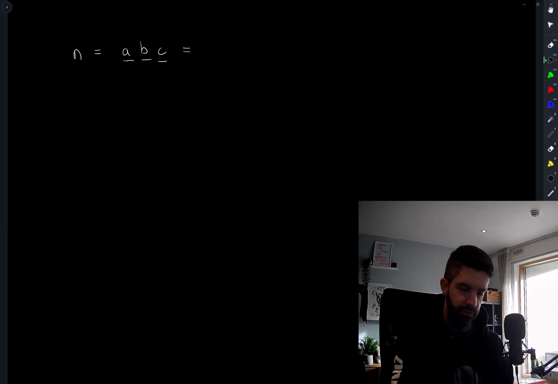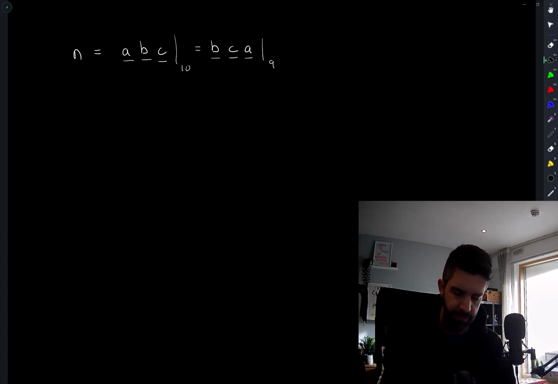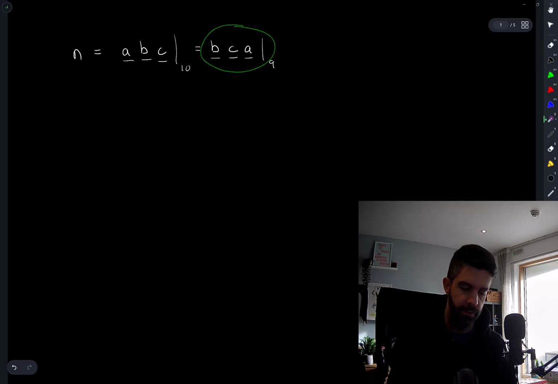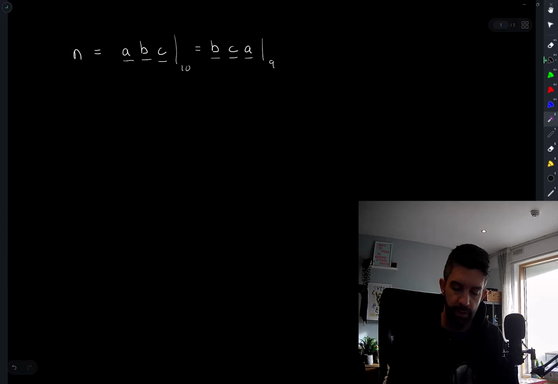ABC, and we want this to be equal to BCA. I'll be explicit that this is in base 10, and this is equal to BCA in base 9. Now it says that A, B, and C are digits, and the fact that we're representing something here in base 9 means I'm fairly confident that A, B, and C will be integers.